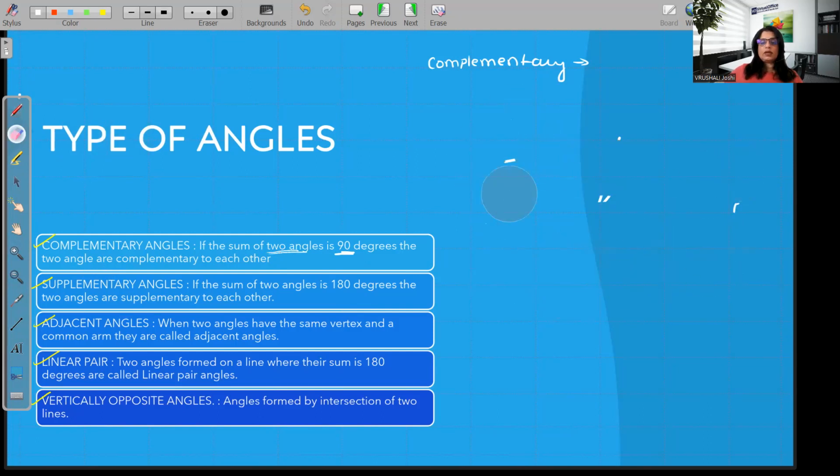Similarly, supplementary. When the sum of two angles is 180 degree, we say that they are supplementary to each other. What does it mean? It means that, suppose we take this angle.